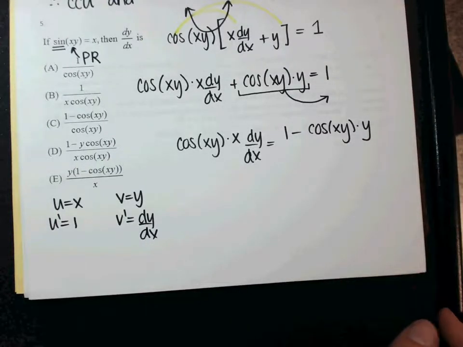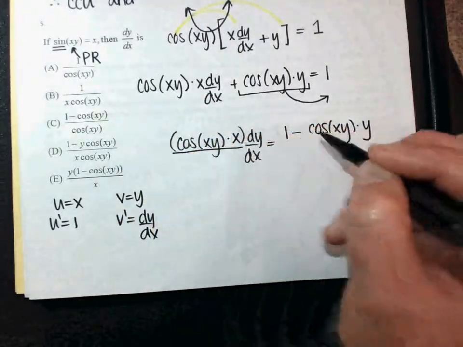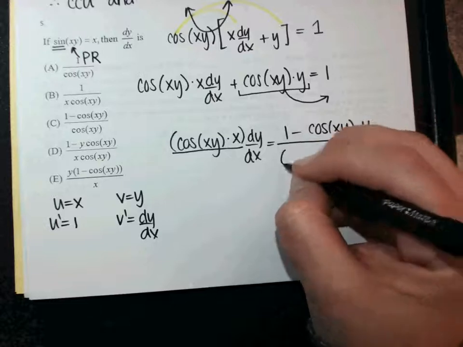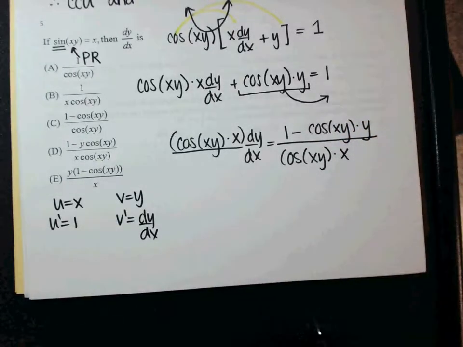And then I'm going to end up dividing by cosine xy and this extra x. Make sure you divide by that whole thing on the bottom here. So it'd be cosine xy times an extra x to cross that out.